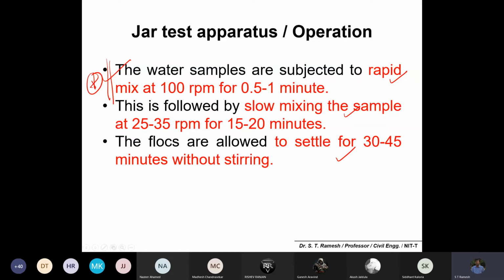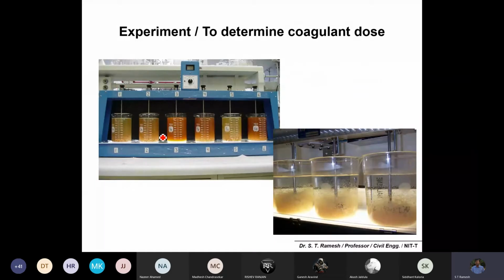The first step resembles the activity happening in the rapid mixing tank in a real treatment system. The second step imitates the flocculation process in the actual treatment plant. The third is similar to what we follow in the sedimentation tank in the real situation. So rapid mixing, followed by slow mixing, and then simple settling for 35 to 40 minutes. So this is what the experiment will look like in the laboratory.